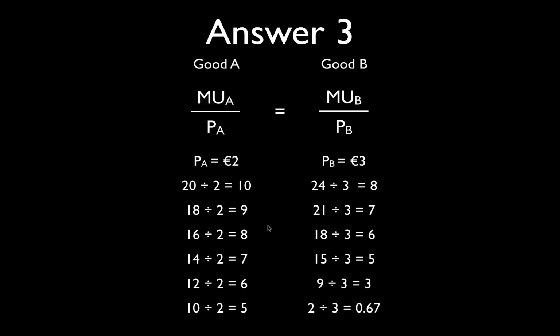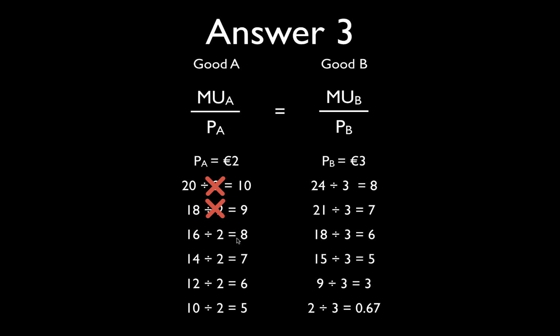So again, we go through the whole rigmarole. What's the sequence of purchases? Should he consume the first unit of good A or the first unit of good B? Well, 10 marginal utils per euro is higher than 8 marginal utils per euro, so he's going to choose the first unit of good A. Should he choose the second unit of good A, or should he choose to consume the first unit of good B? Well, 9 is greater than 8, therefore he's going to consume the second unit of good A.